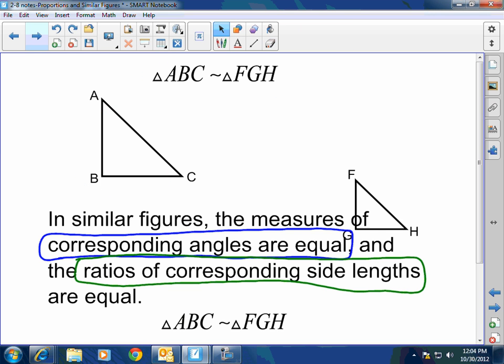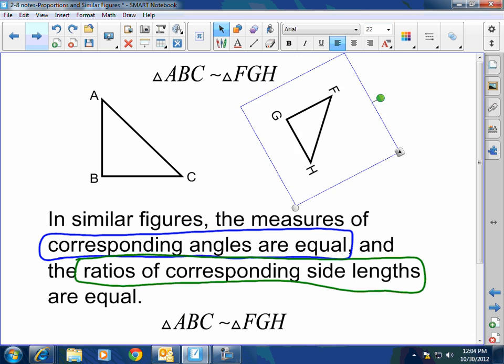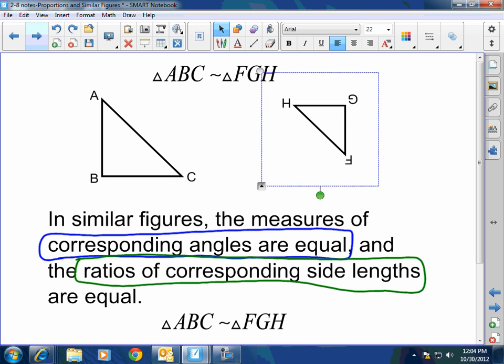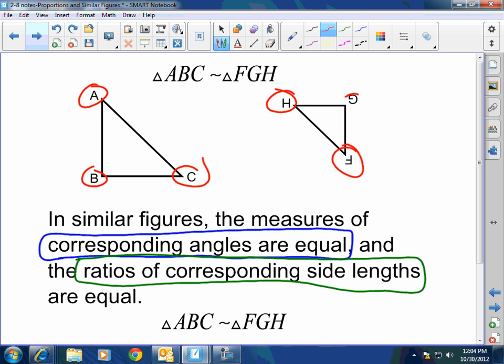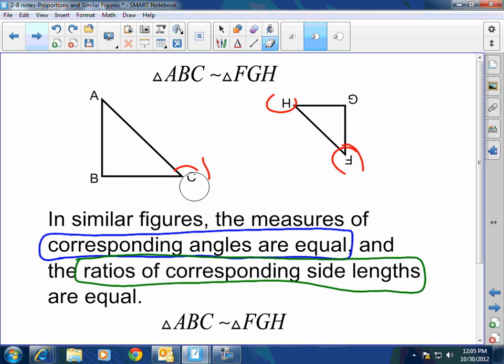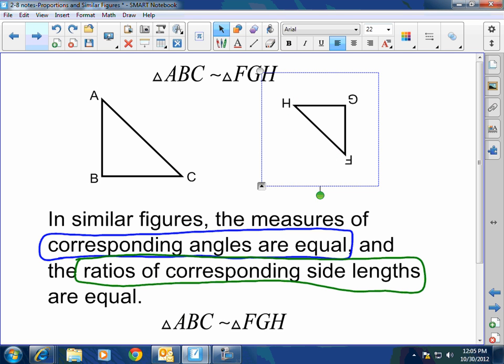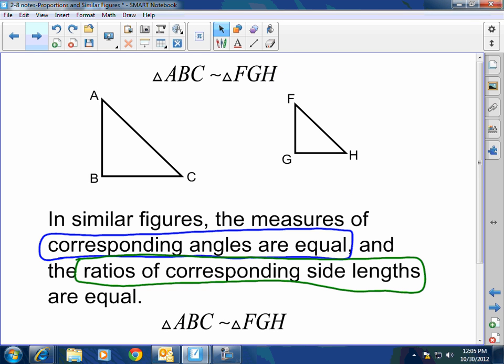However, life, unfortunately, is not always that easy. Sometimes they'll flip the figure. And for the untrained eye, the person who doesn't know what they're doing, they may say, oh, A is congruent to H, B is to F, and C is to G. That's going to be completely wrong. So do not, I repeat, do not label corresponding sides or angles by the figure. Label them by the actual lettering that was given to you.